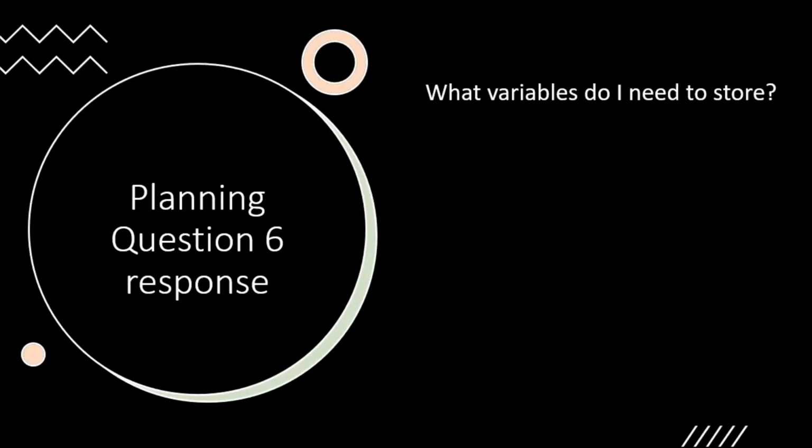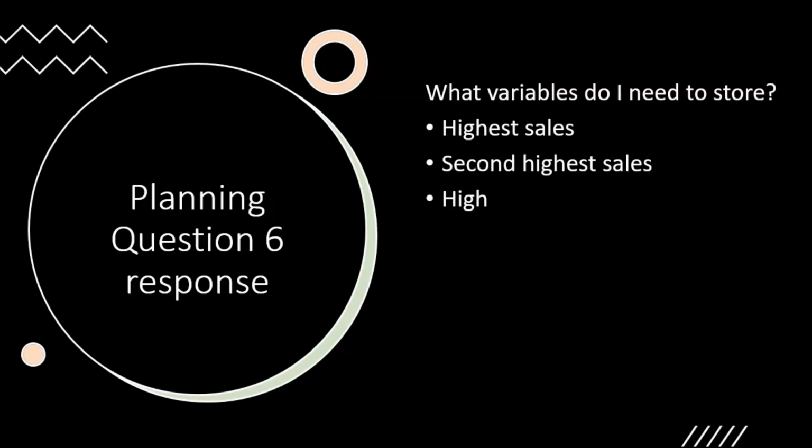The first thing on any kind of question like this is, what variables do I need to store? Highest sales, second highest sales, high, number of highs there, second. So not only the number of sales but also the name, all staff total as well, and my program structure. So just making some notes about what I need to do.